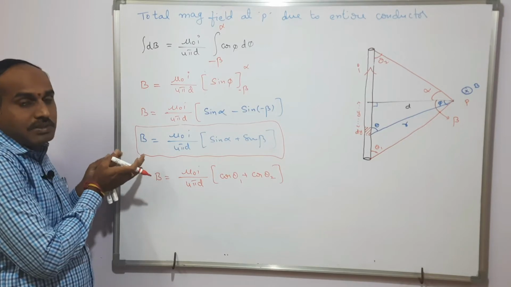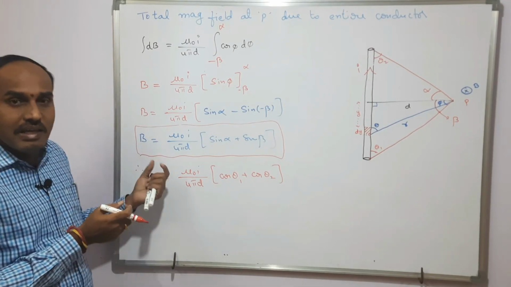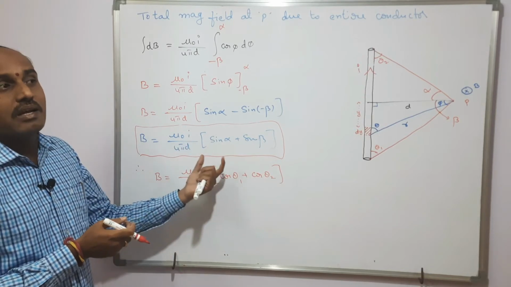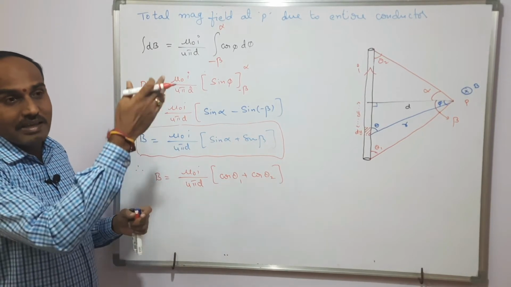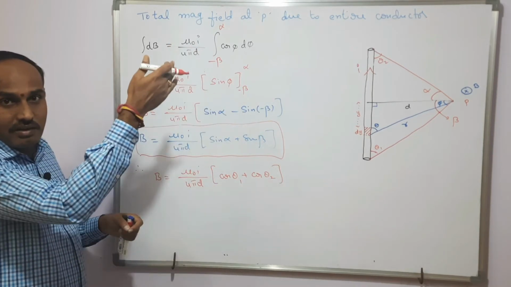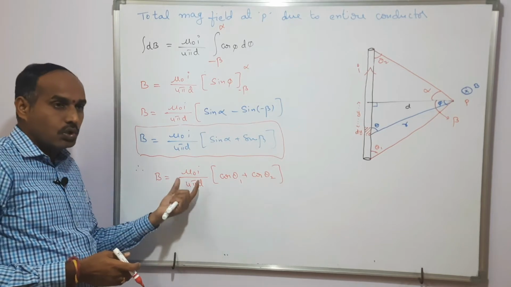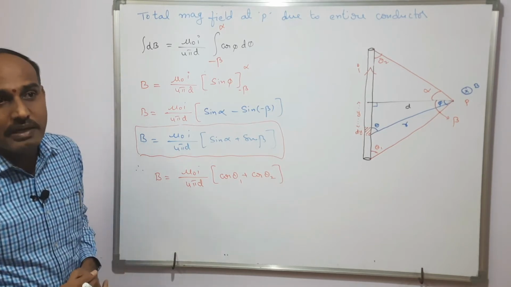Because this is the expression for the magnetic field induction due to a long straight current carrying conductor: mu naught I by 4 pi d of sin alpha plus sin beta, when the angles are given at the position vectors. If they are given with respect to the conductor, then you have to take cos theta 1 plus cos theta 2 into mu naught I by 4 pi d here.